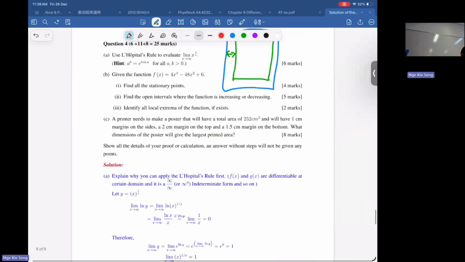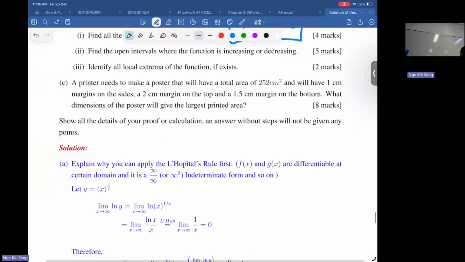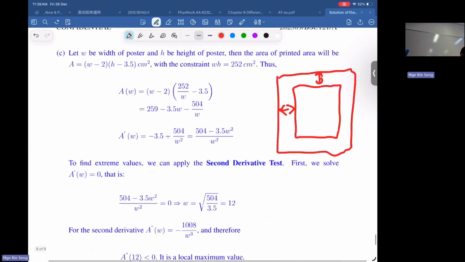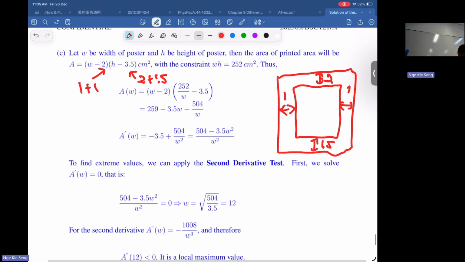So the question tells you it needs to make a poster that will have a total area of 252 and will have 1 cm margin on the side and 2 cm margin on the top and 1.5 cm margin at the bottom. They didn't mention left side or right side, meaning both sides are the same. But top and bottom are different. So there's a slight trick here. That's why here is the 2, which is 1 plus 1. Here the 3.5 is 2 plus 1.5. Again, top is 2, bottom is 1.5, and then left, right is the same, 1, like that.